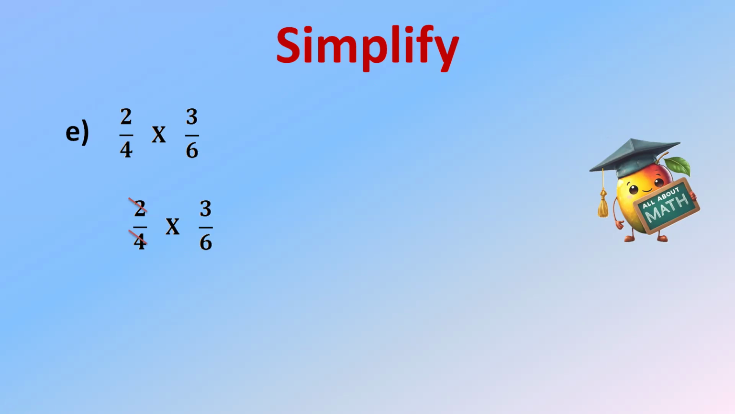Where 2 comes in 2 table, 2 ones are 2. Where 4 comes in 2 table, 2 twos are 4. We got 1 and 2. Now 1 and 2 further do not come in any table together, so we'll leave it here. Moving to the next fraction, 3 and 6.